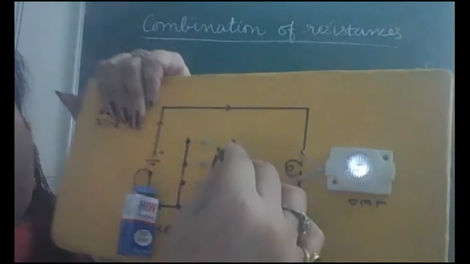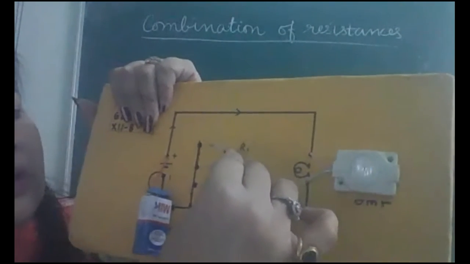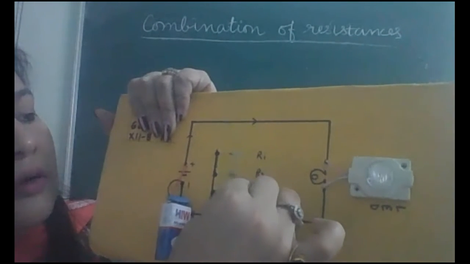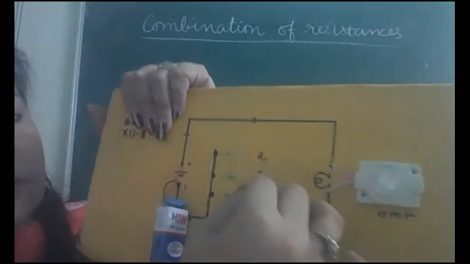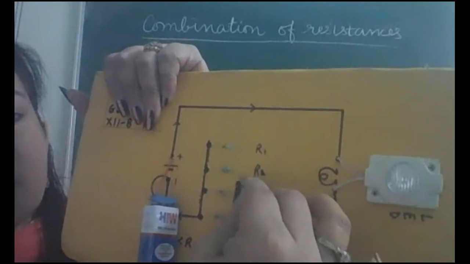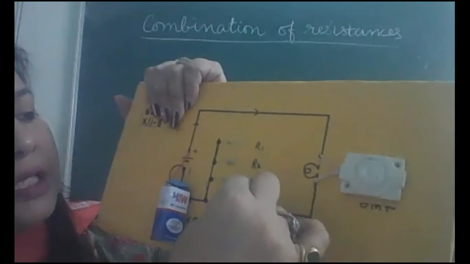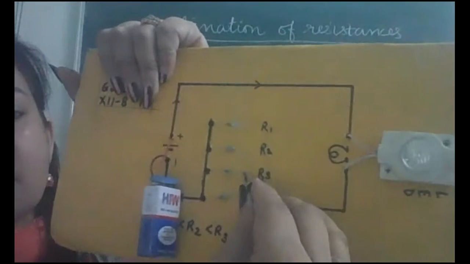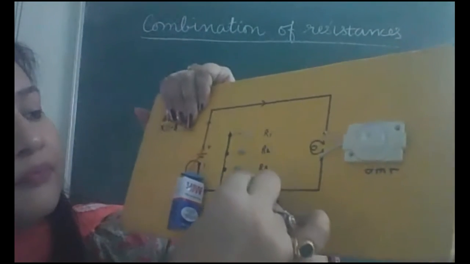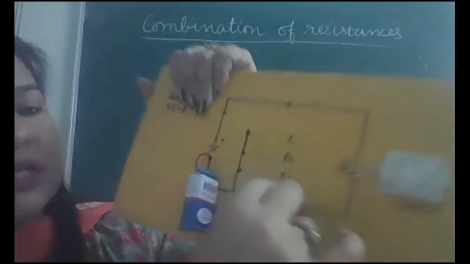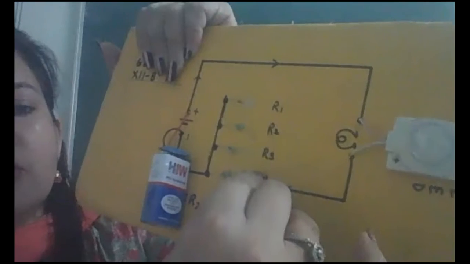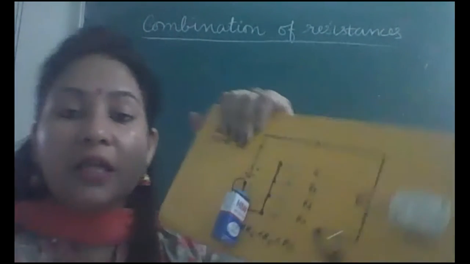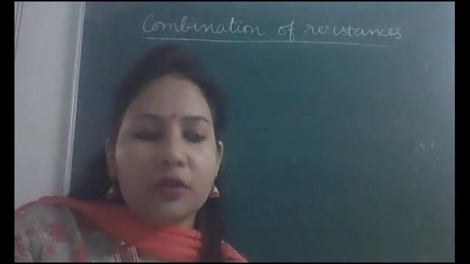It should be maximum in this case because this was the least resistance. Then with R2, that resistance is more, so it will glow slightly less. R3 is even more than that, so it will glow dim. And this is maximum resistance, so it will glow very dim, right?